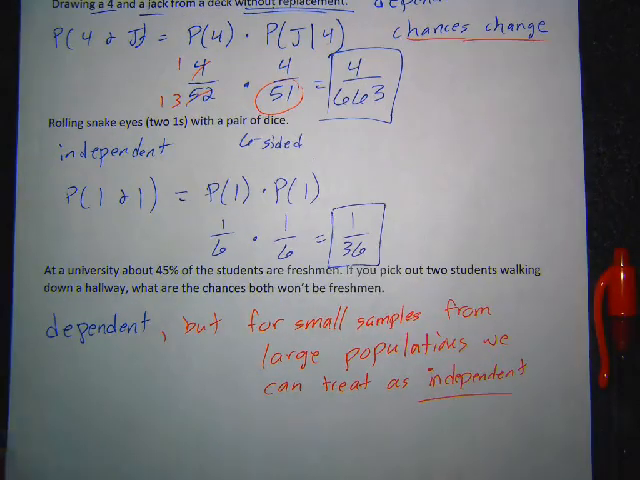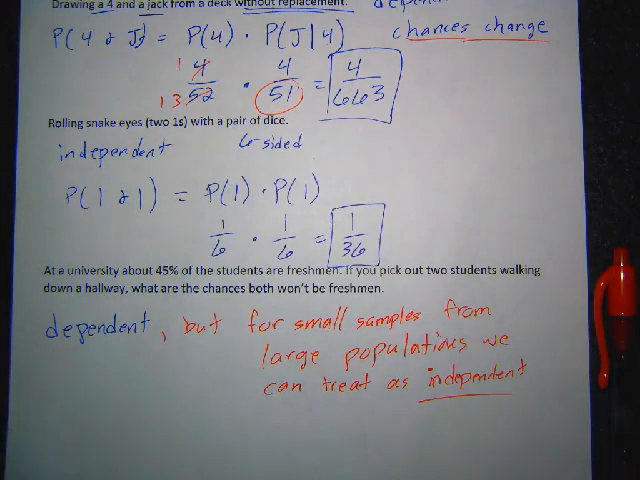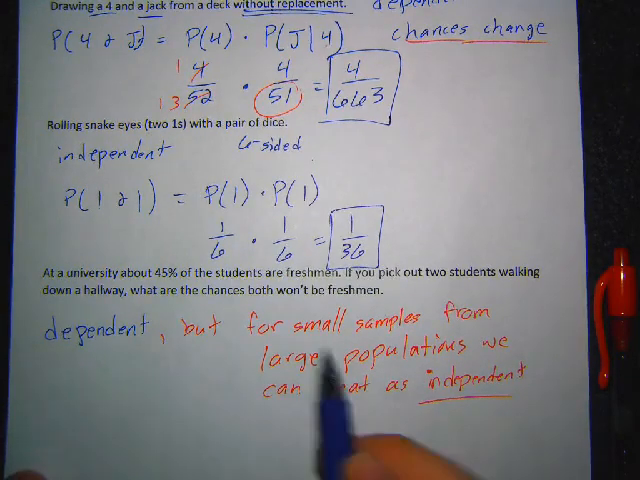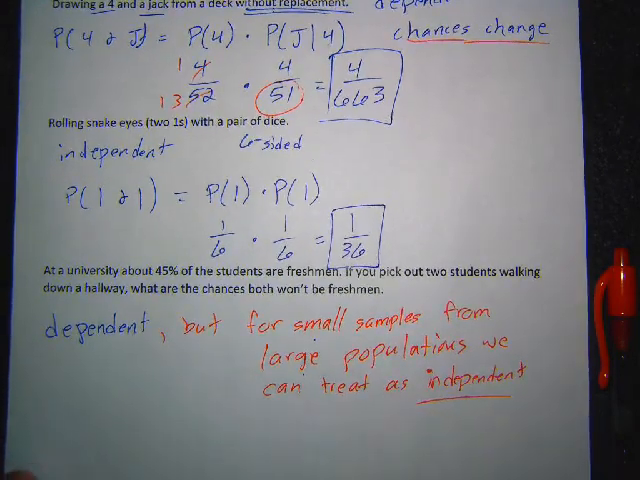Even though, yes, technically, since we're picking two students and they have to be different, it's like drawing a card and not putting it back because you can't pick the card again, we'll treat it like it's independent, though. And all that comes down to this whole idea of small samples from large populations. You can just pretend like it's independent, like it doesn't matter.